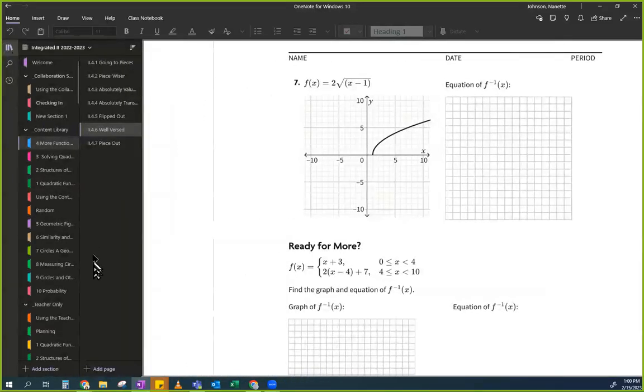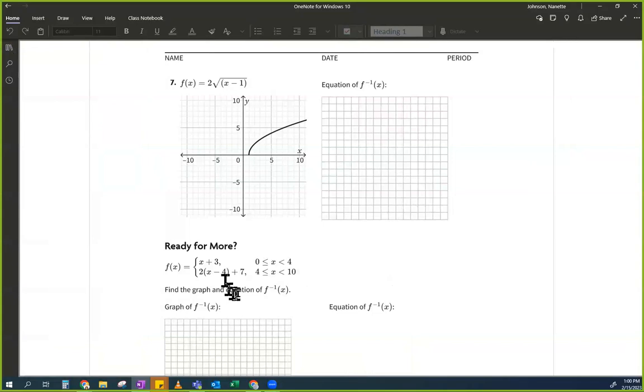Okay, so we are back. We are doing Math 2 4.6, and we're finishing off the last little bit of this lesson. And it's a really good place to start a review because you guys have a test.